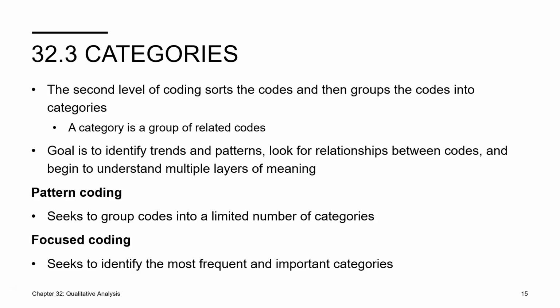So for example, I think a lot of people mentioned in that study maternal mortality, COVID-19, preventive health, cancer screenings. And so those are all related in different ways. You have infectious disease, chronic disease, and so you can create different ways of bringing that pattern together. And then focus coding seeks to identify the most frequent and important categories. So this would be, maybe, something that is mentioned most often in the comments.